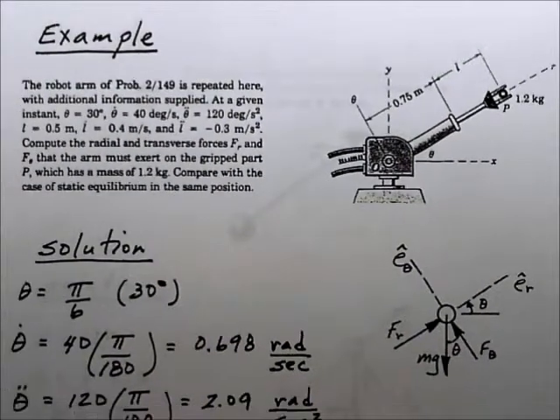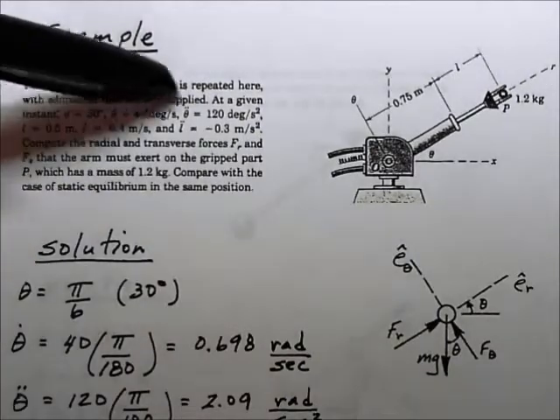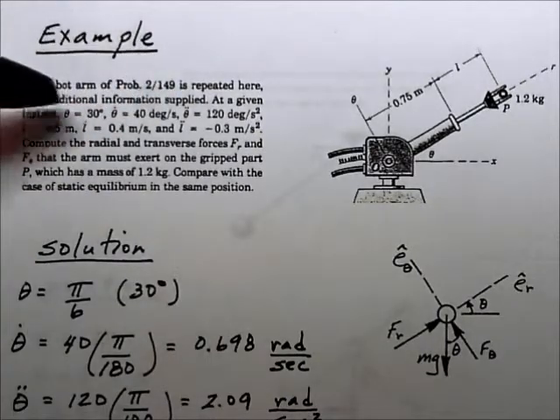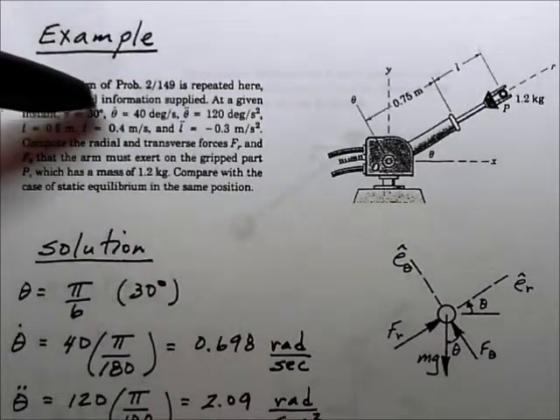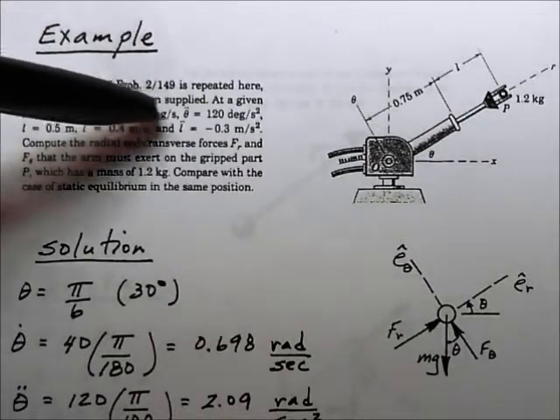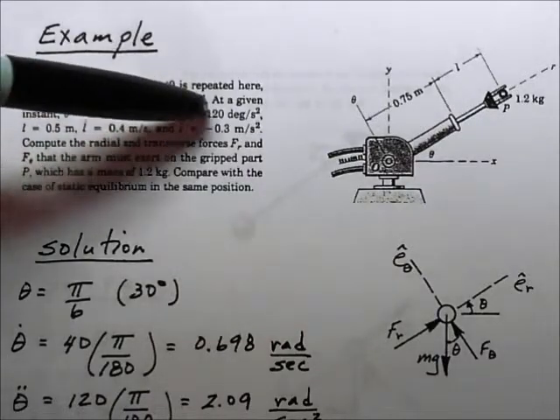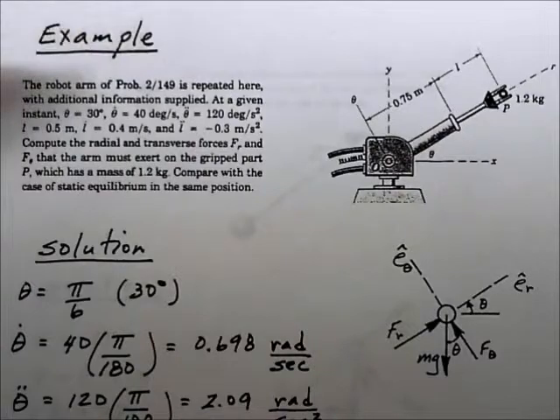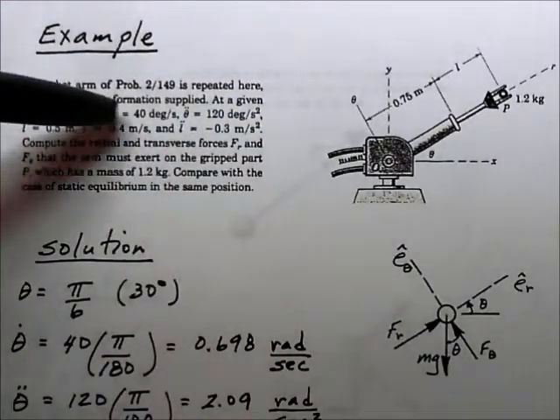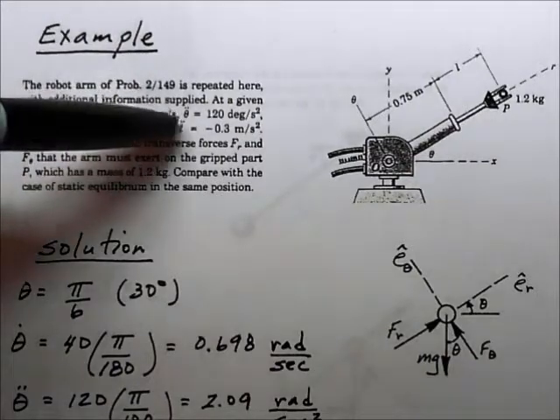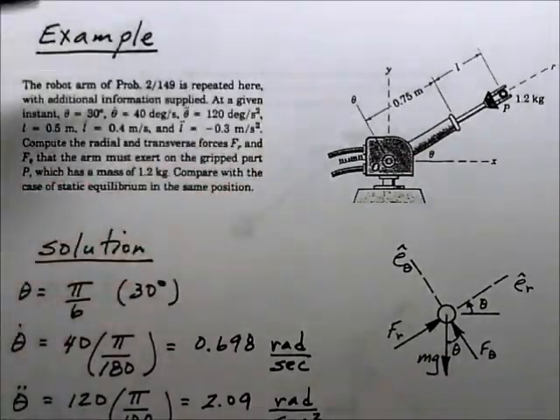Okay, and so our problem says we have a robot arm. It came from a previous problem, with additional information implied. At a given instant theta is 30 degrees, theta dot is 40 degrees per second, and theta double dot is 120 degrees per second squared. So we know all of the angular velocities. Now, danger: degrees per second. We need to be dealing with radians per second, so we're going to do some conversion in just a minute.